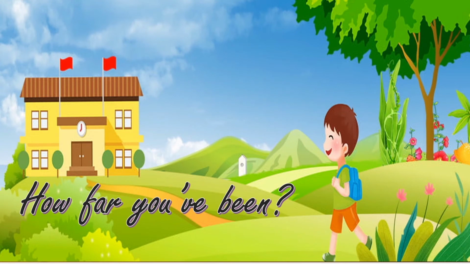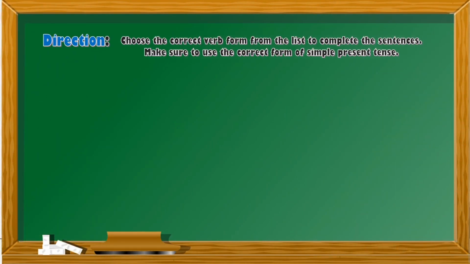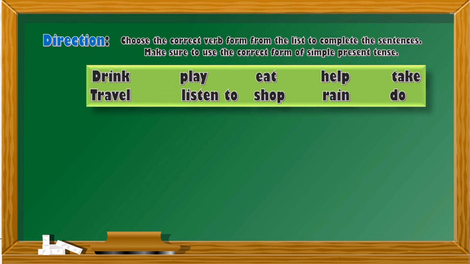Now let us see how far you've been. You will be needing a sheet of paper to take the test. Choose the correct verb form from the list to complete the sentences. Make sure to use the correct form of simple present tense. Here is a list of verbs to choose from.